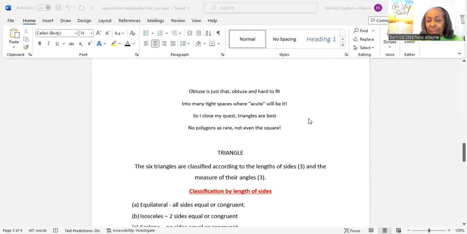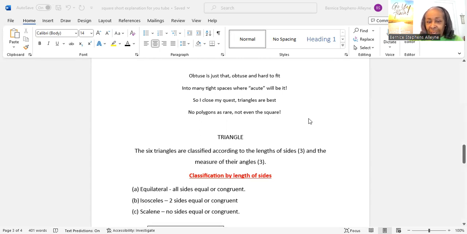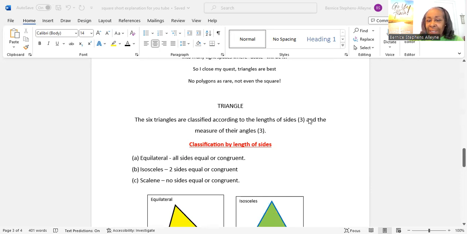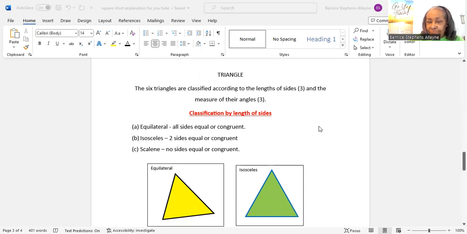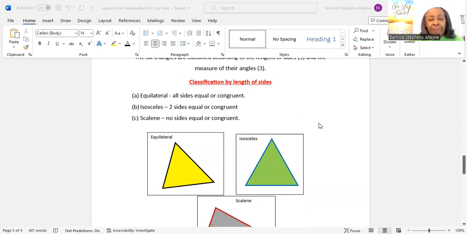So, an explanation about my triangles. The 6 triangles are classified according to the length of sides, 3, and the measure of their angles, 3 of those. Classification by lengths of sides: equilateral, all sides congruent; isosceles, 2 sides equal or congruent; scalene, no sides equal or congruent. So you got 3, 2, 0. It doesn't go from 2 to 1, it's got to be 0.